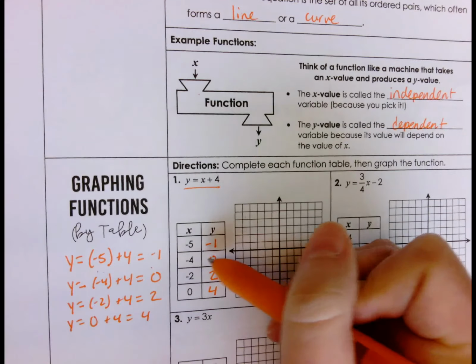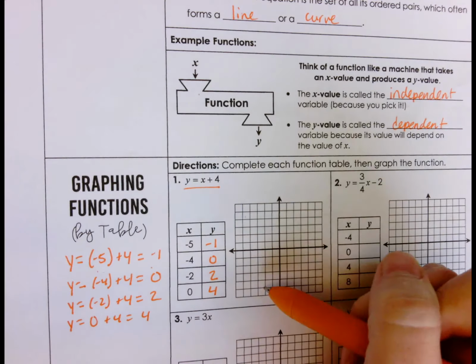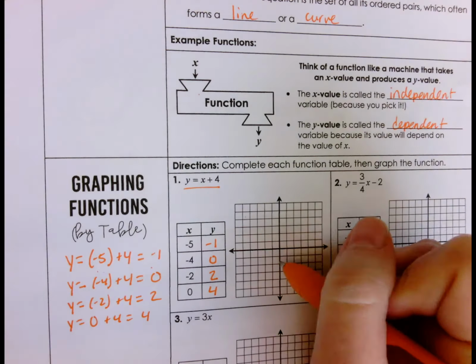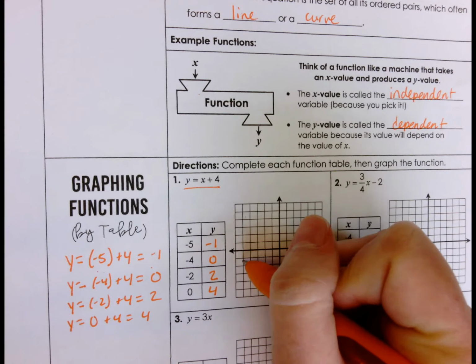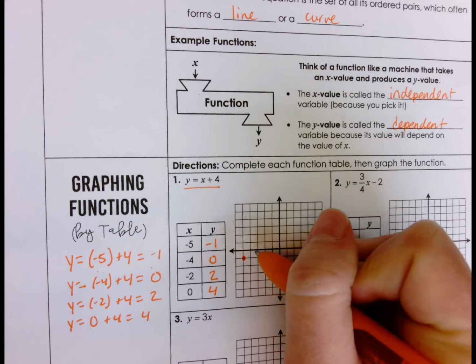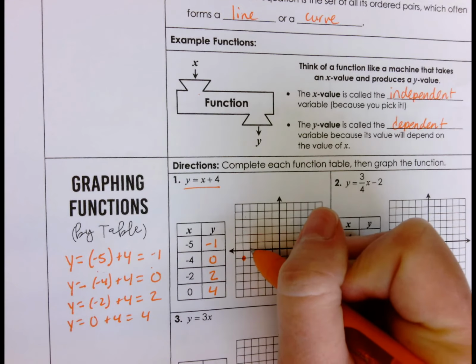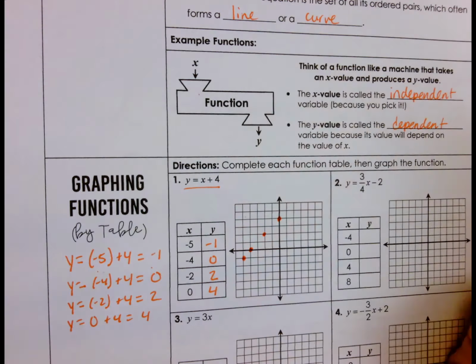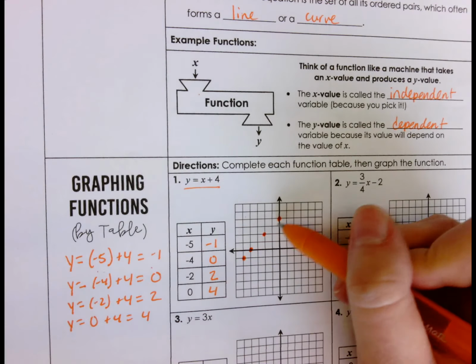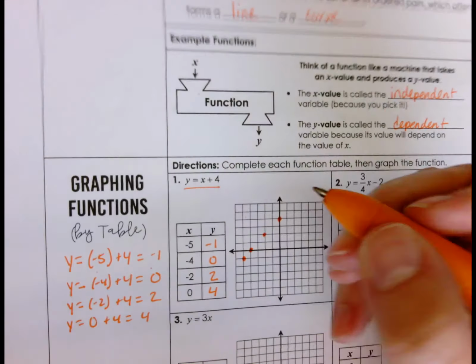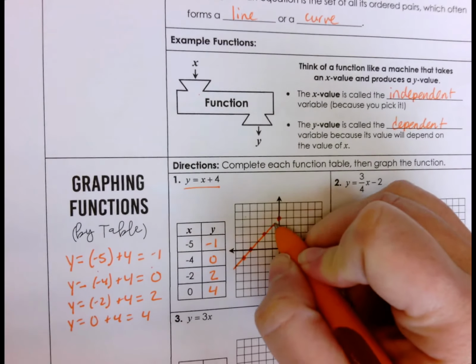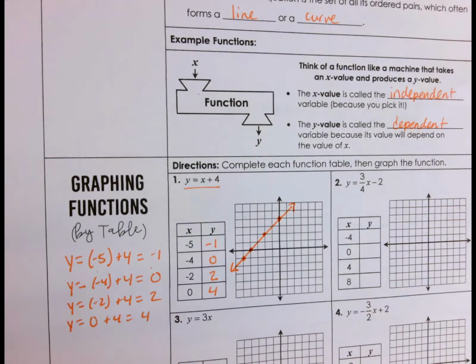Now I have 4 ordered pairs, and I can graph those and see what that function looks like. So -5, -1; -4, 0; -2, 2; and 0, 4. We're dealing here with a line. Sorry about that, my computer's getting emails. We create a line here, and this function is a line, so we can actually connect those points. It is a continuous graph.